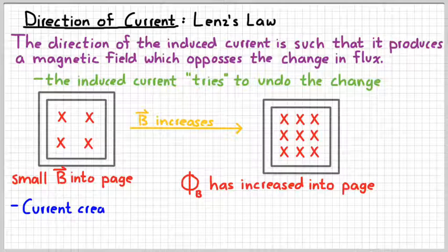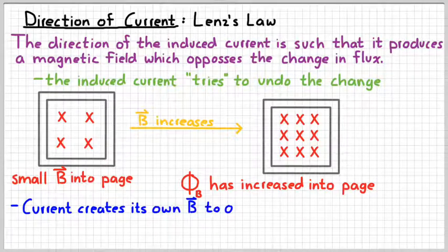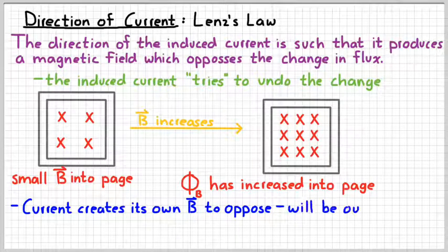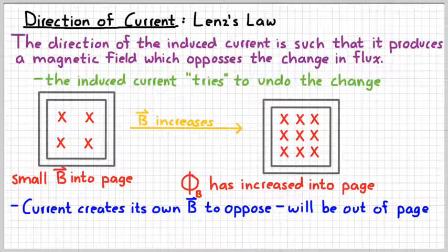So what's going to happen is that the current creates its own magnetic field, just like we learned at the very beginning of this unit, which will oppose the change in flux. And so to oppose more X's in the loop, we need dots to balance them out. That's why the induced magnetic field is going to be out of the page. I'm going to put some blue dots in there to placehold the idea that the induced current will create a magnetic field directed out of the page.